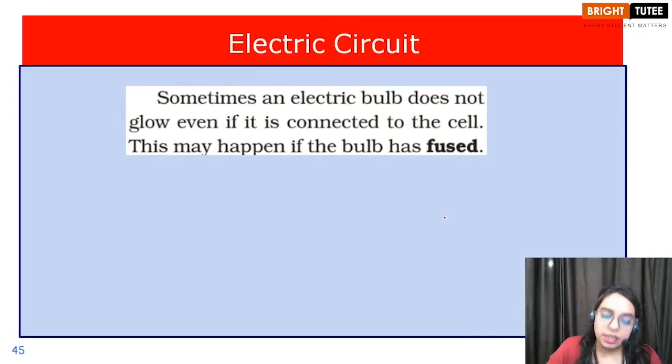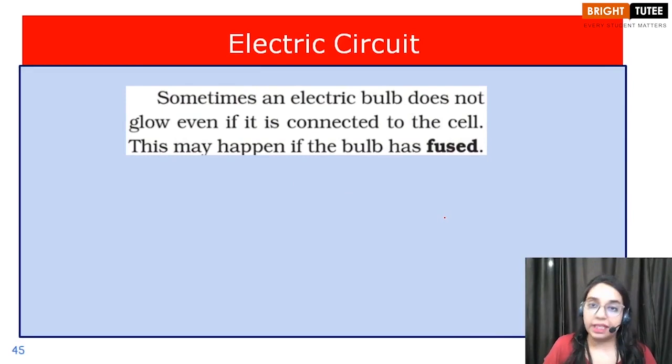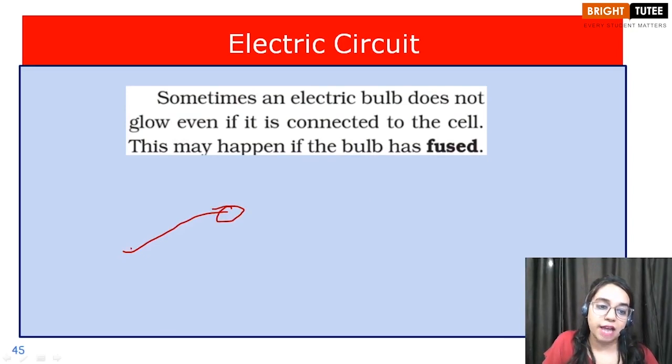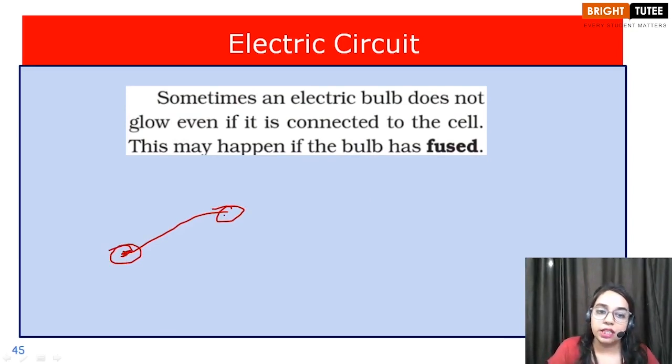So children, sometimes you have a circuit which is complete and completely fine. Also children, we have to keep in mind that whenever we are making an electric circuit, we have to remove the plastic insulation from the connecting wires at both the terminals. Why, children? So that we can expose the inner metal wire, right? And we can complete the circuit, right, children?